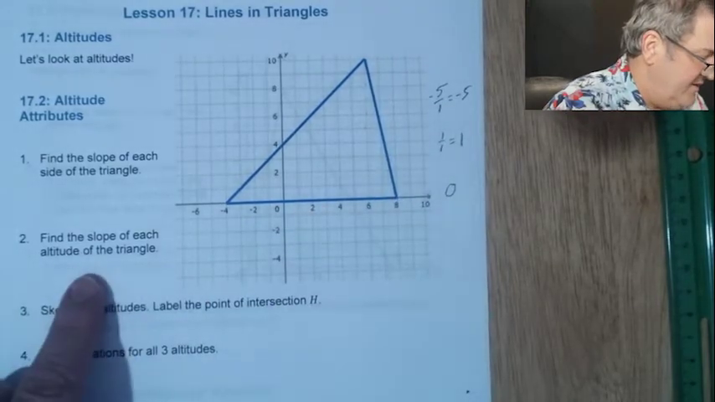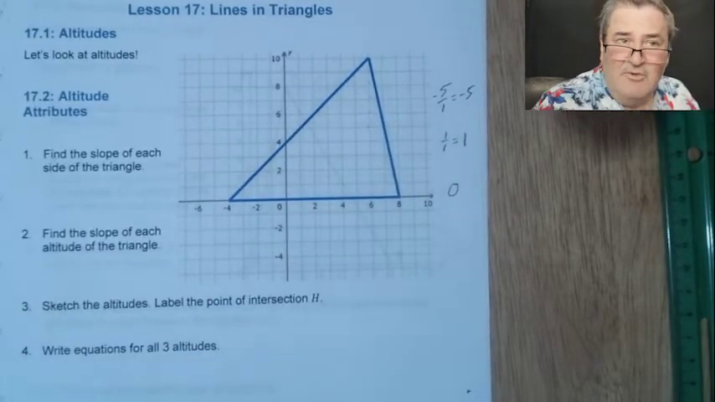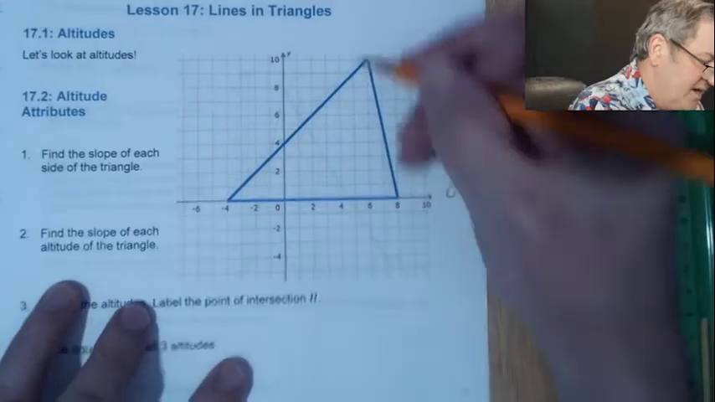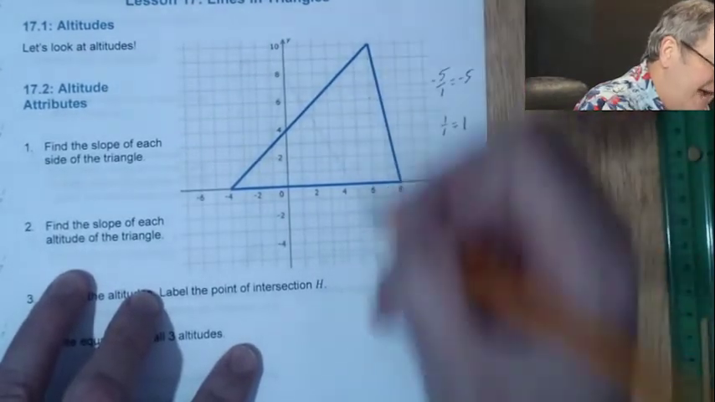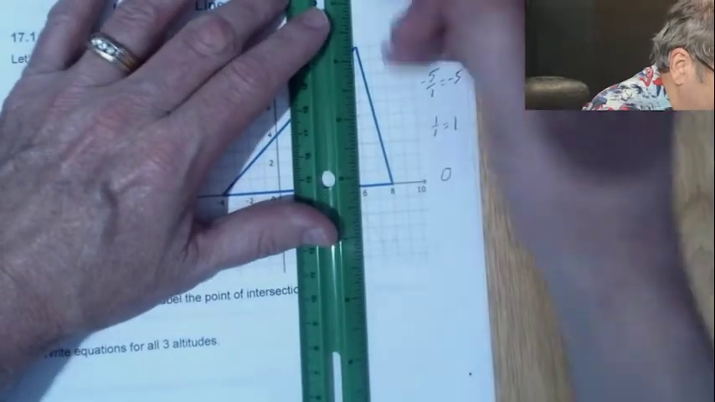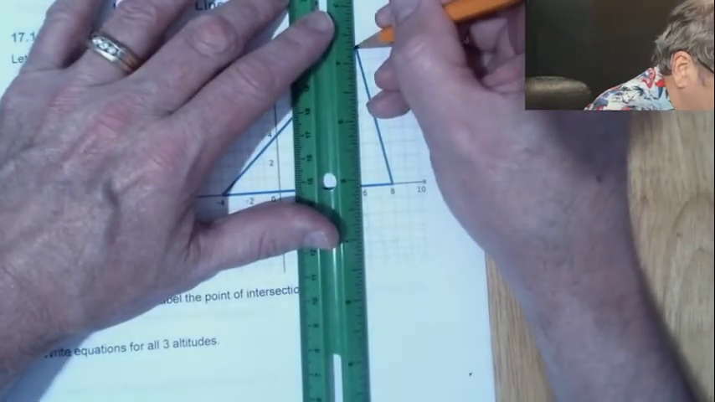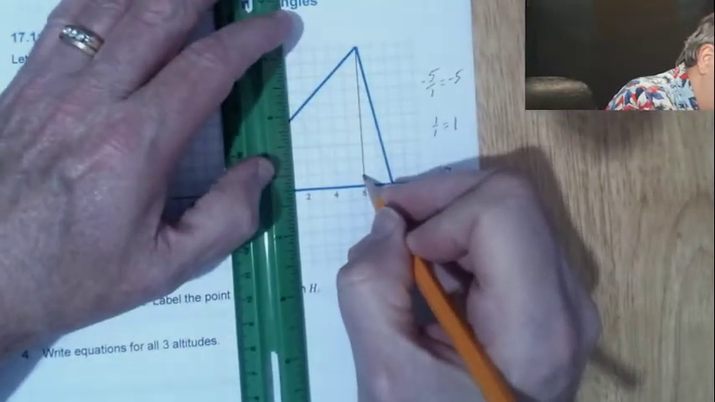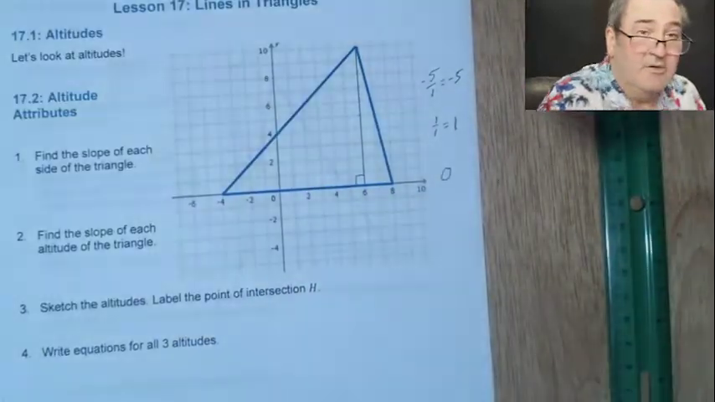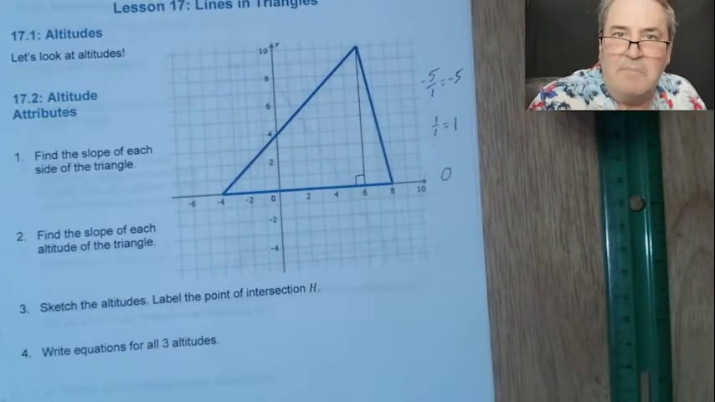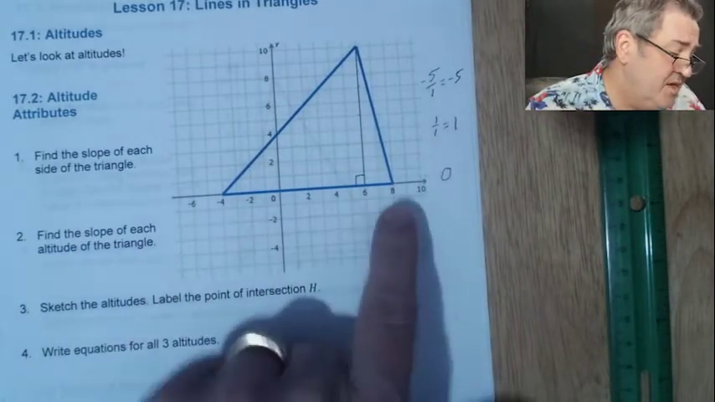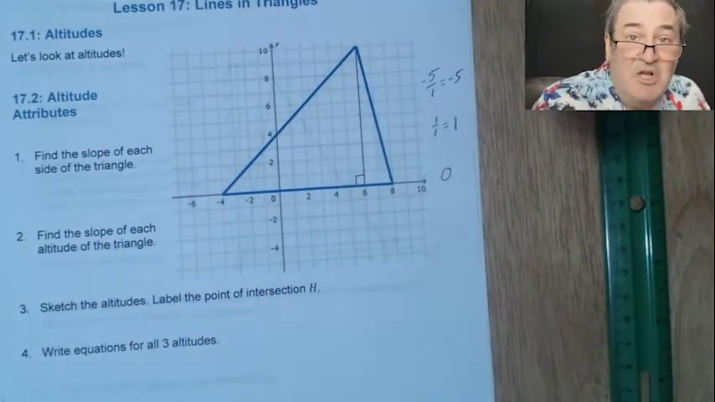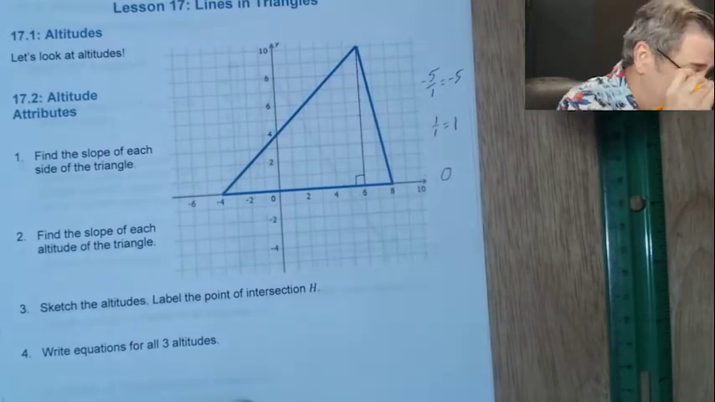Okay. Now find the slope of each altitude. Well, an altitude, if we have a triangle, the altitude is going to be at a 90-degree angle, right? So this one's real easy since it's on that point and the bottom is on the x-axis. We can just draw that straight down and say that is an altitude of our triangle because it's at a 90-degree angle. It's going to be perpendicular. And since we know the slopes of these lines, we can find the perpendicular slopes.